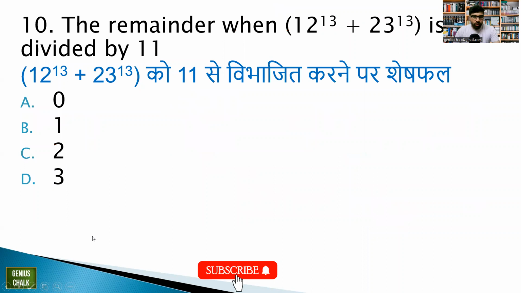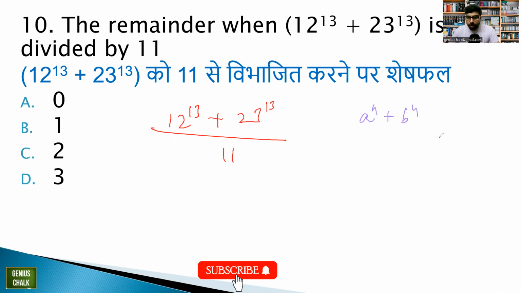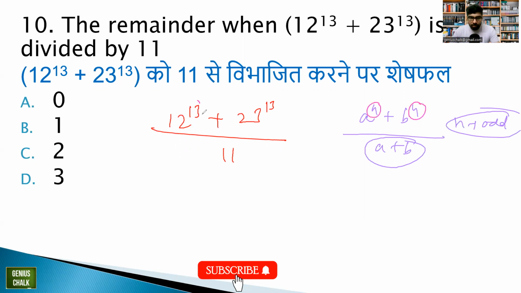Remainder when 12 to the power 13 plus 23 to the power 13 is divided by 11. This rule we have known. If you remember, we have already discussed in the previous classes that a to the power n plus b to the power n is always divisible by a plus b if n is odd. I hope this is clear. If n is odd, now you just check whether the power is the same. You can see that the power is the same. Yes, both the numbers are giving you 13.